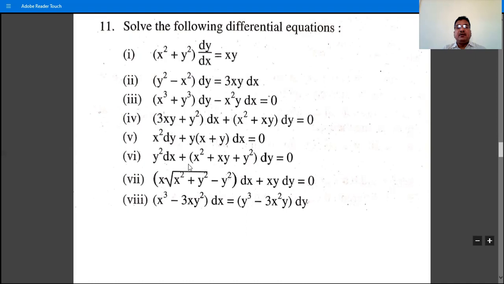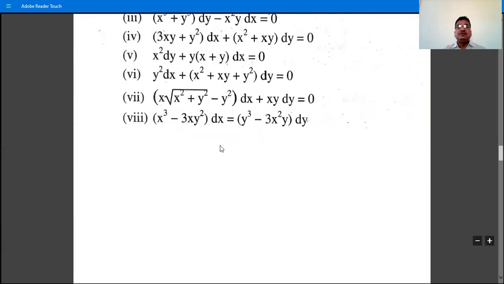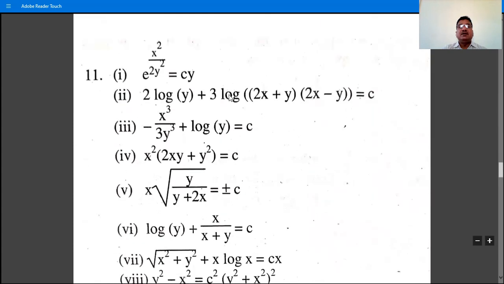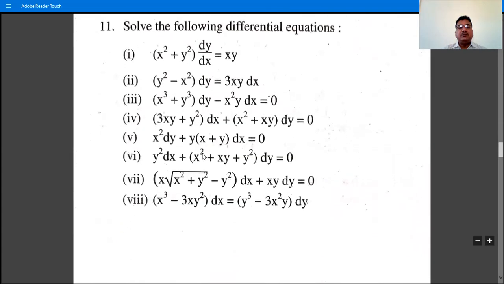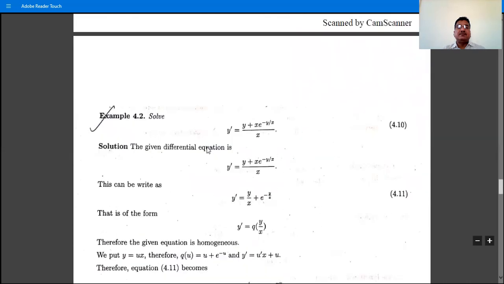Also, all the remaining problems are problems on homogeneous differential equations. So first convert the differential equation to the form dy by dx is equal to m by n, and then substitute y is equal to vx. So these are the problems on the homogeneous differential equation. The solutions of problems 1 to 8 are given. These are the solutions of the problems. So solve all these 8 problems.